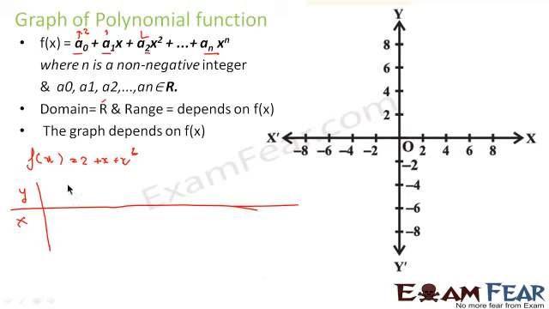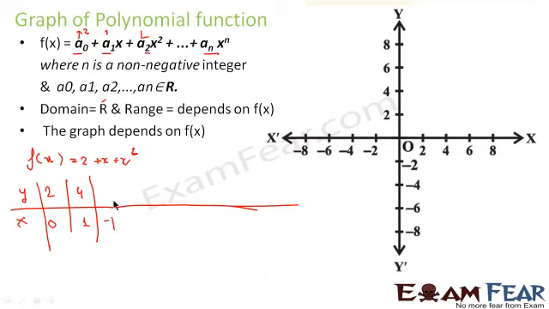Now I give x as 0. You give 0, y is equal to 2 plus 0 plus 0, which is 2. You give x is equal to 1. What you get? 2 plus 1 plus 1, that is 4. You give x equal to minus 1.